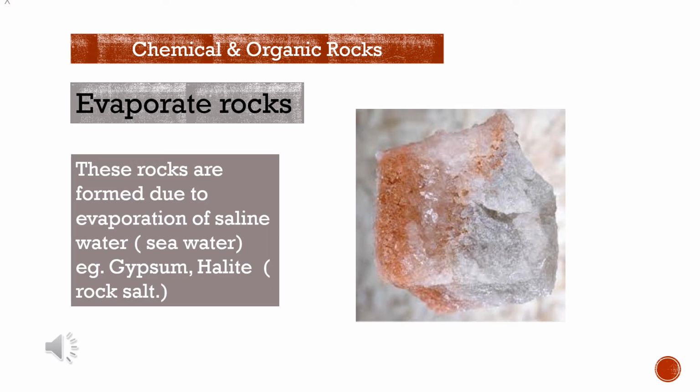And in chemical and organic rocks, we have the evaporite rocks, which are formed due to evaporation of saline water. For example, gypsum is a naturally occurring stone, a metallic salt of calcium. It commonly forms as an evaporite from the dissolution of limestone by exposure to sulfuric acid from volcanic activity.